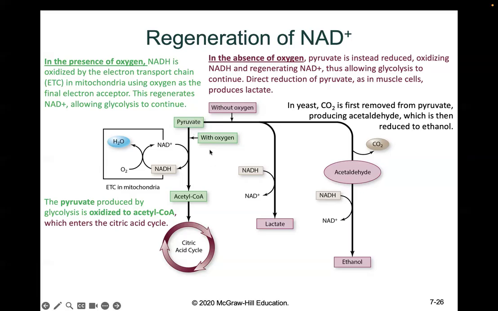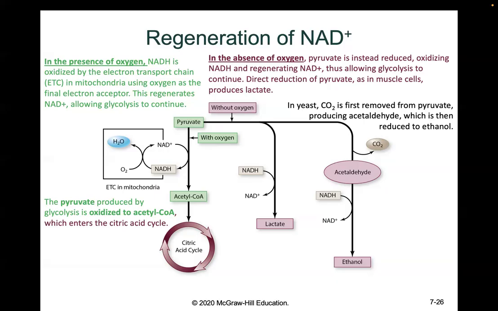We pass electrons to pyruvate, and this is what we create: lactate. So when NADH gives out its electrons, pyruvate is converted into lactate. I'm quite sure you've heard of lactate, lactic acid. Anyone that does sports will definitely know lactic acid.